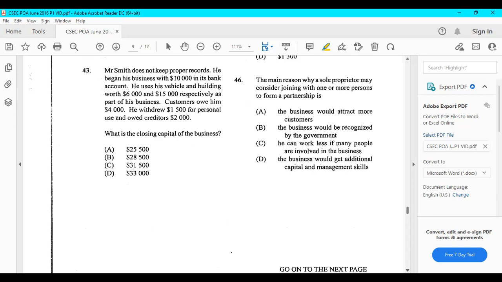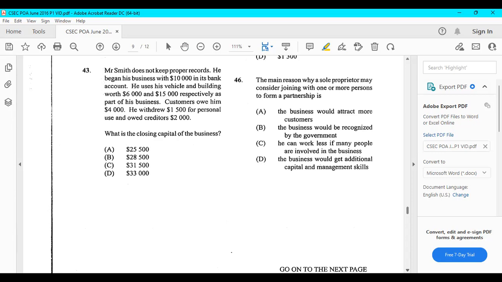All right, so I'm going to put this accounting equation into play right here, where we're going to do assets minus liabilities to get a capital figure, which is not going to be our final answer, but let's start with it. So our total assets, what would be assets? The 10,000 in bank, that's an asset. The 6,000, that's an asset for his vehicle. The 15,000 for the building, that's also an asset.